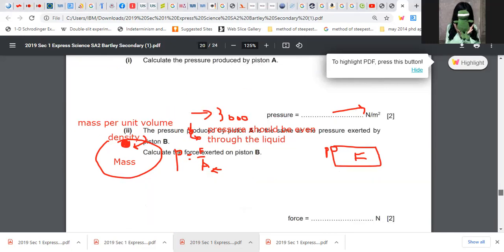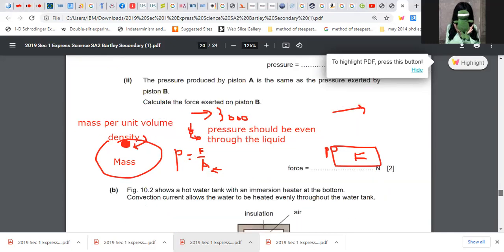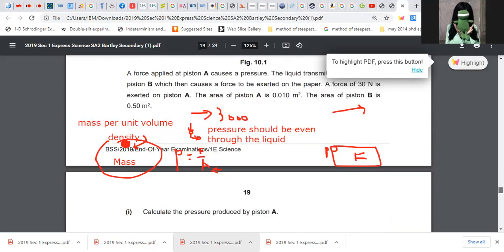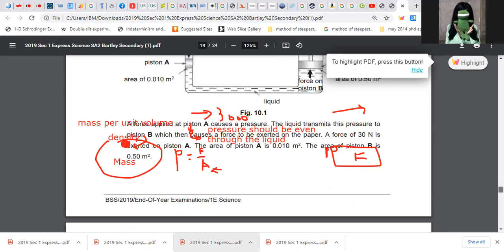Part B, I'm not sure what a convection current is. What's the difference between convection and conduction?